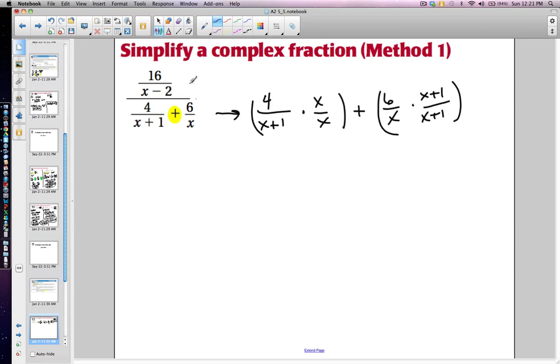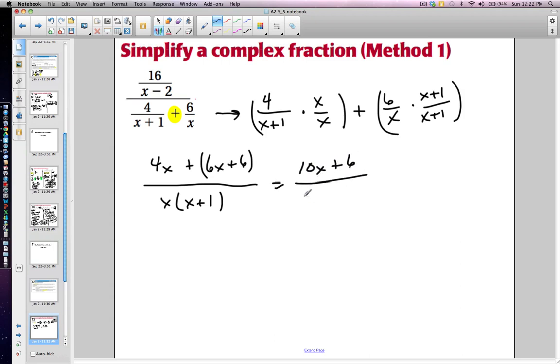Right? Now you'll notice I'm totally ignoring the numerator. It's going to come back in a minute. Okay, so over here I'll have 4x plus 6x plus 6 all over, and I really should be in the habit of putting that around in parentheses. x times (x plus 1). 4x plus 6x equals (10x plus 6) over x times (x plus 1).